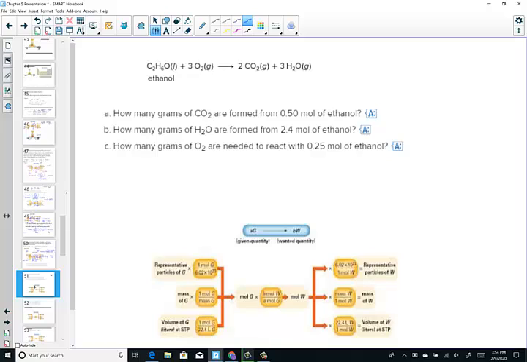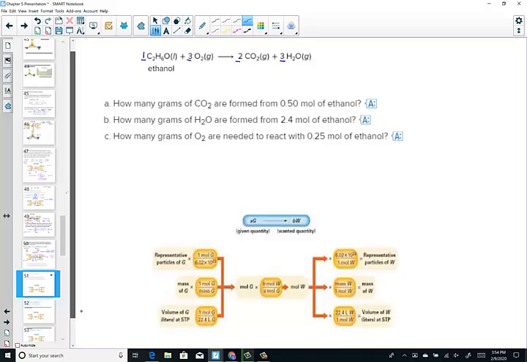Let's do another. Here's a balanced equation in which ethanol reacts with oxygen to form carbon dioxide and water. Our mole ratio, for every 1 to 3 makes 2 to 3. Coefficients are moles. Letter A, how many grams of carbon dioxide, starting with 0.5 moles of ethanol? I really would encourage you to pause, process this information, give yourself think time, try these 3 problems, and only come back when ready to check your work. Please give yourself the practice.